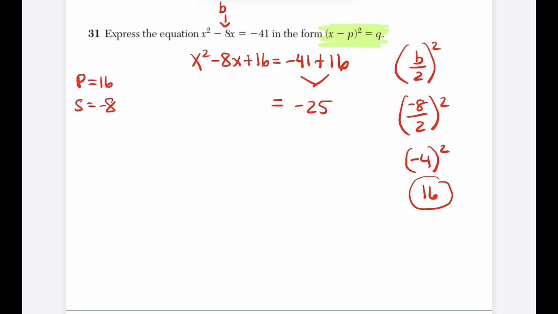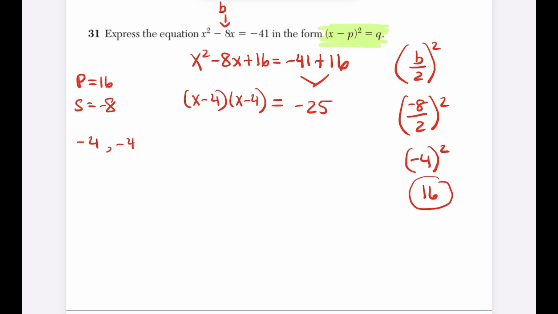I don't have to think too hard because the whole point of completing the square is that it results in a perfect square trinomial. So the two numbers that we're looking for are always going to be the same number. So I'm going to write this as x minus 4 times x minus 4, right? When I add negative 4 plus negative 4, I get the sum of negative 8. And when I multiply negative 4 times negative 4, I get the product of positive 16.